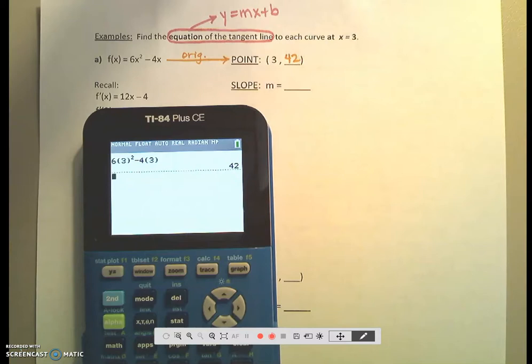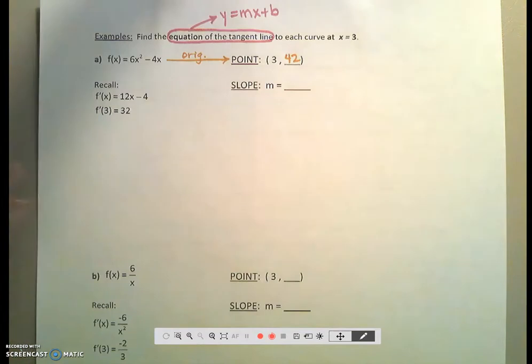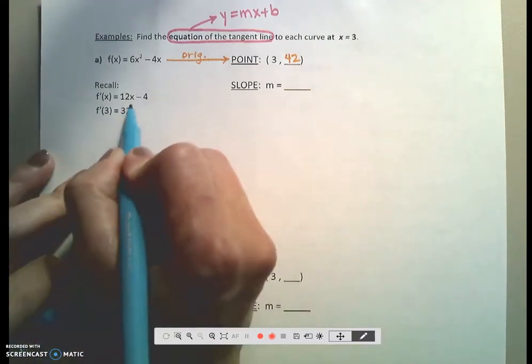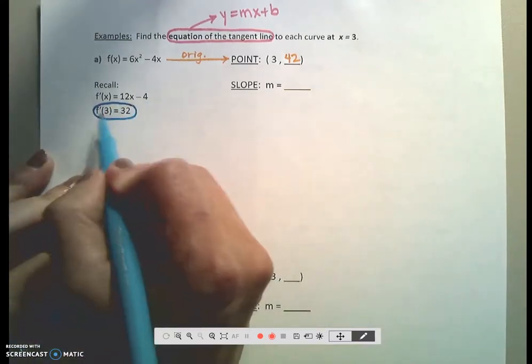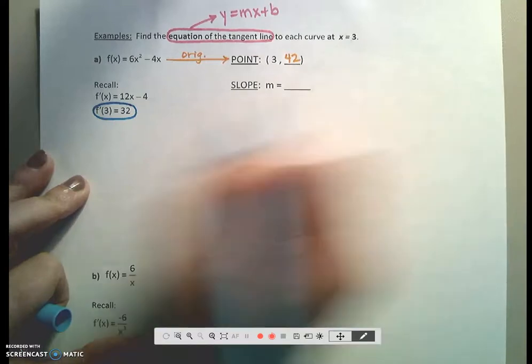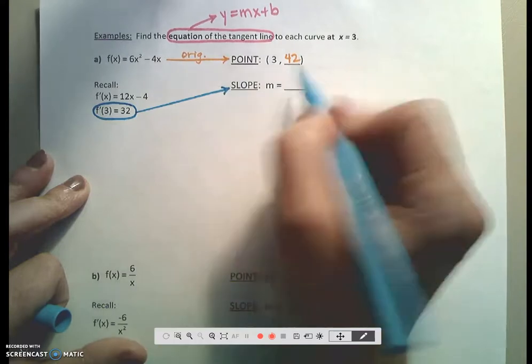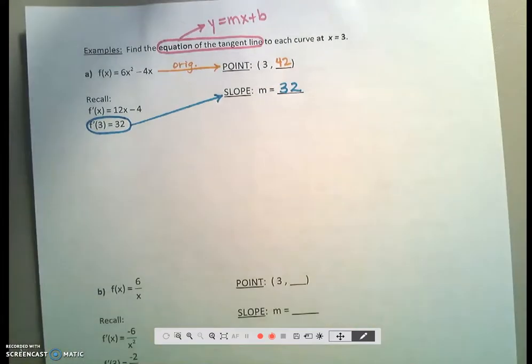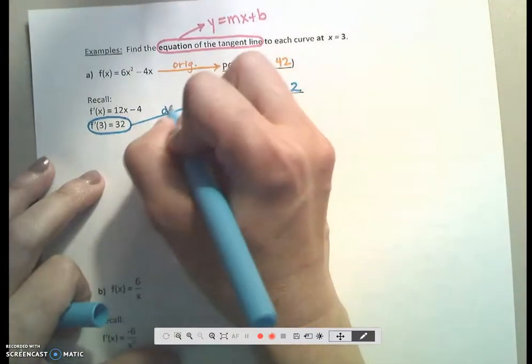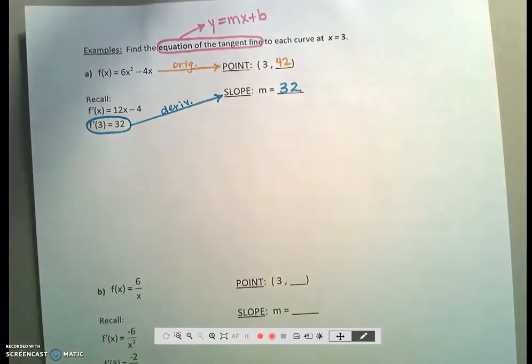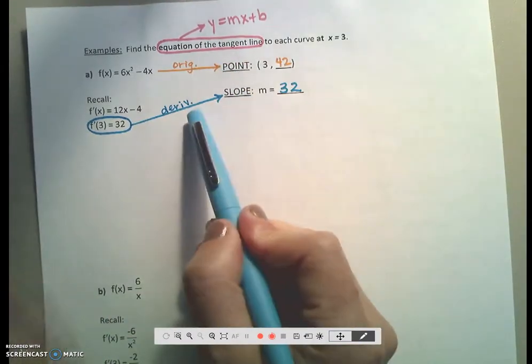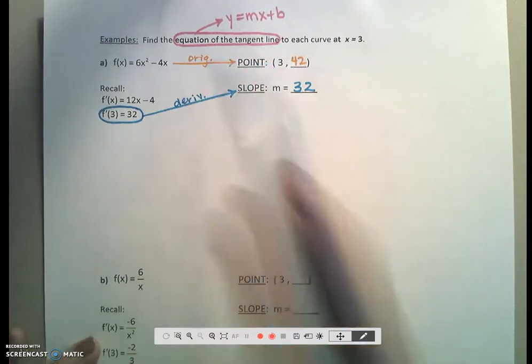To get the slope comes from the tangent line. That's why we've been doing all this calculus. The slope comes from the slope of the tangent line, which is the derivative. Okay, so if you will recall, this is what happens when you plug 3, this number, into the derivative, you get 32. That's what the slope is. The slope is 32. And so that comes from the derivative. So slope comes from the derivative. The point itself just comes from the original function.